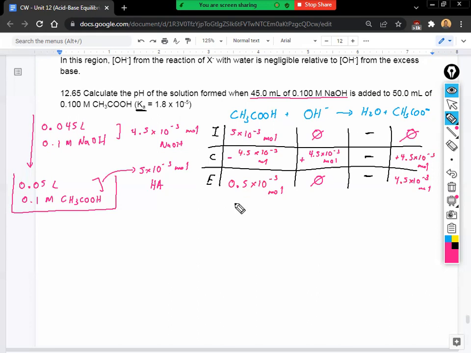All right, and then from here, it's very similar to what we have been doing, or actually we can't use the buffer system. Never mind, sorry. Actually, we can use the buffer system. Yeah, we can. Okay, so from here, first thing we want to do is figure out the new volume. So the total volume now is going to be 45 milliliters plus 50 milliliters. So that's going to lead us to get 0.095 liters. That's our new volume.